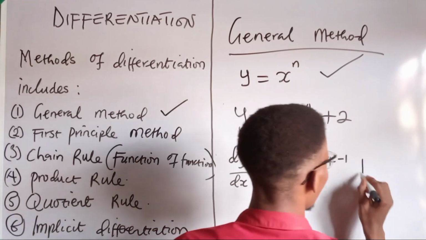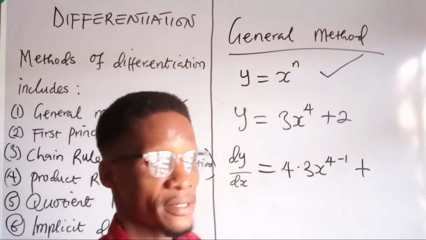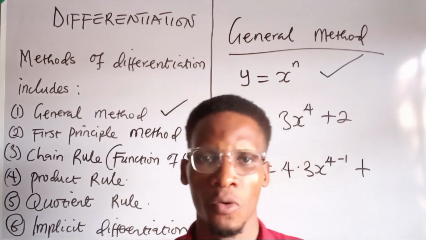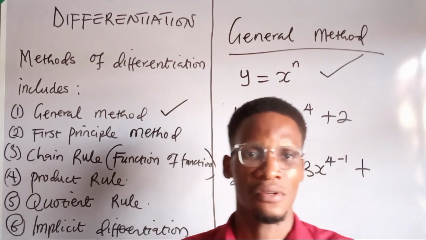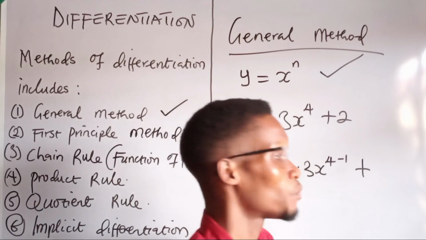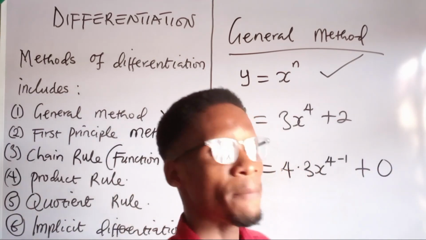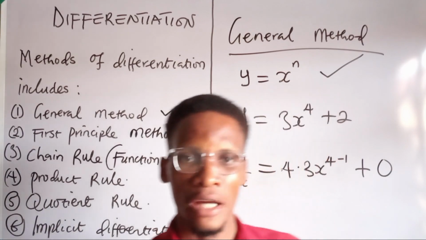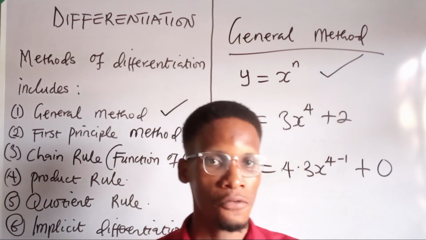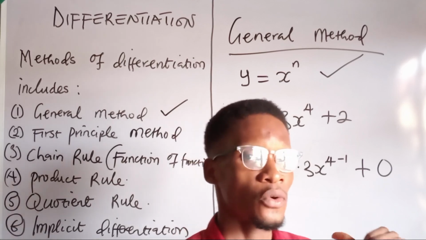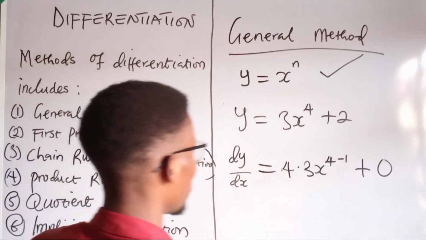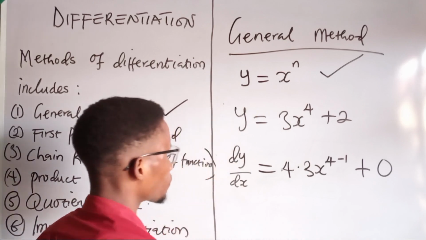Then plus, so this is a constant. So when you're differentiating a constant, it is equal to what? 0. So the value here is going to be 0. What do I mean by a constant? If you've not heard of constant before, you may be confused about what I mean. So what I meant is this.